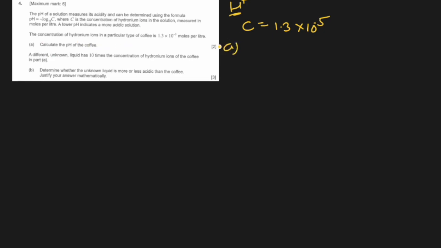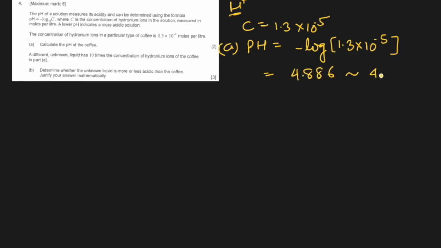So we can find it. pH is equal to minus log, no need to write base 10, because if you don't write it, it means base 10. And C is 1.3 times 10 to the power negative 5. Just plug this into your calculator and you'll get your answer. What I'm getting is 4.886, or 4.89. This is the pH.